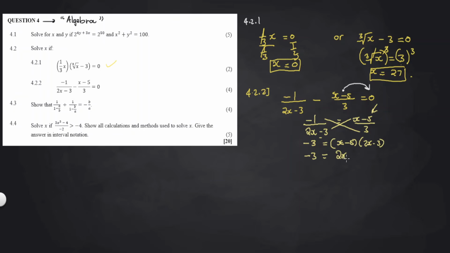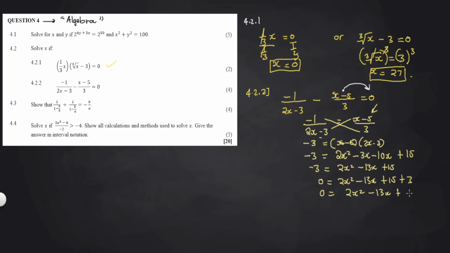This times that, that's 2x squared. That times this, it's 3x. That times this, that's going to be a minus 10x. This times this, that's a plus 15. Then negative 3 equal to 2x squared minus 13x plus 15. Then 0, we go 2x squared minus 13x plus 15 plus 3. 0 is equal to 2x squared minus 13x. 15 plus 3, that's 18.